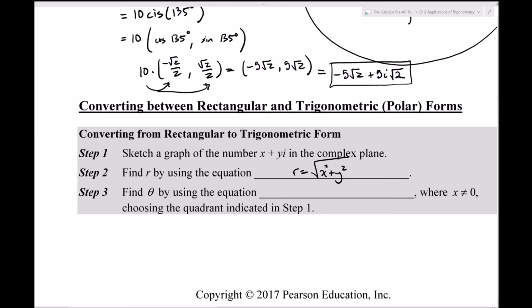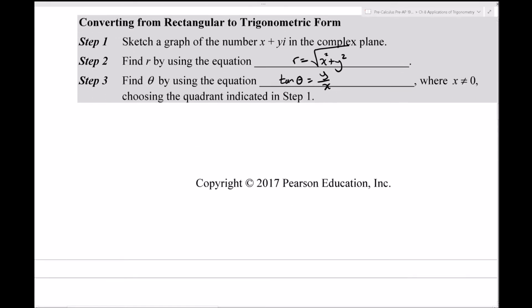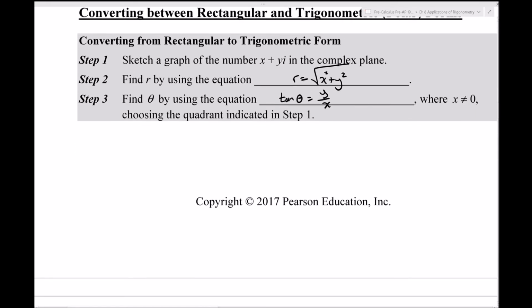You can find theta using the equation tangent theta is equal to, in this case, y over x, where x is not equal to 0. Then you would take an inverse tangent and then figure out what quadrant it's in, and then add 180, subtract from 360, subtract from 180, stuff like that, to figure out what that's going to look like. So that's how you would switch back and forth.